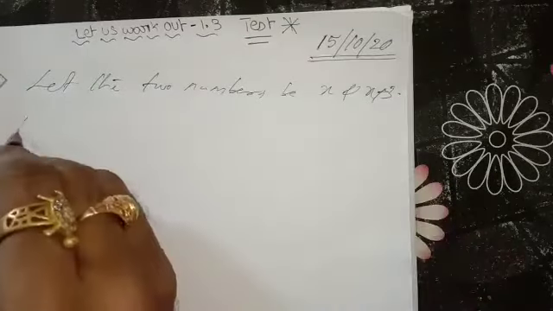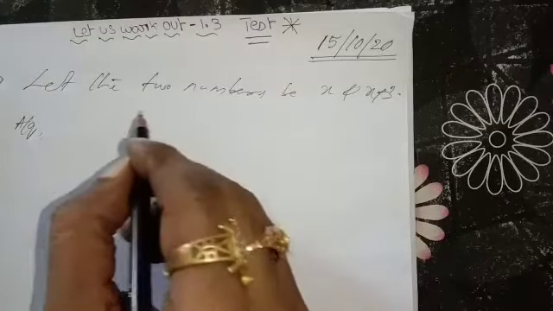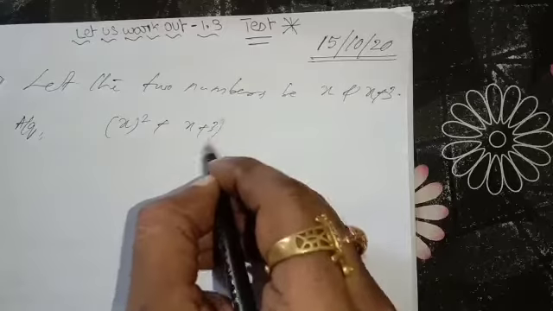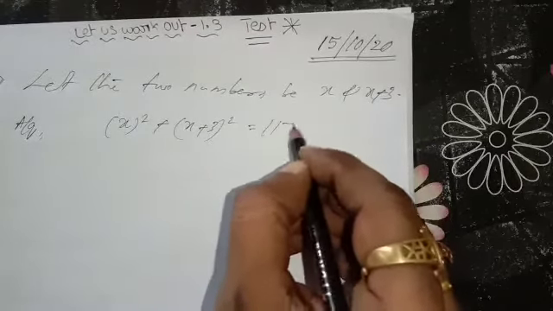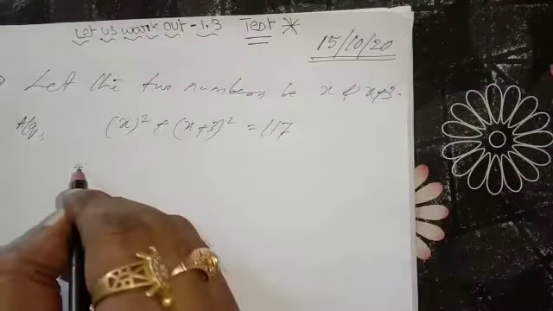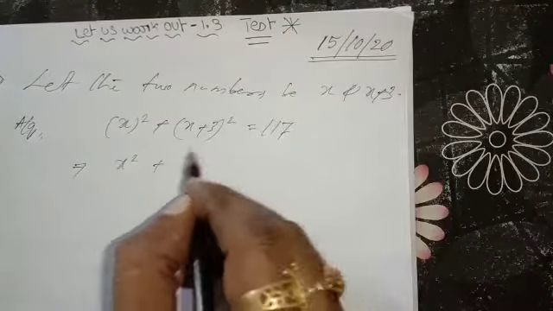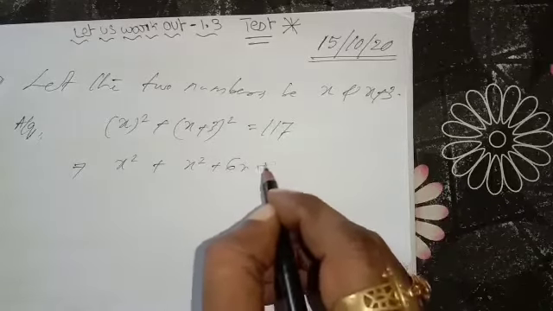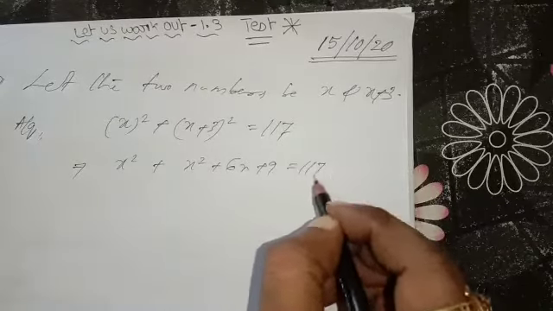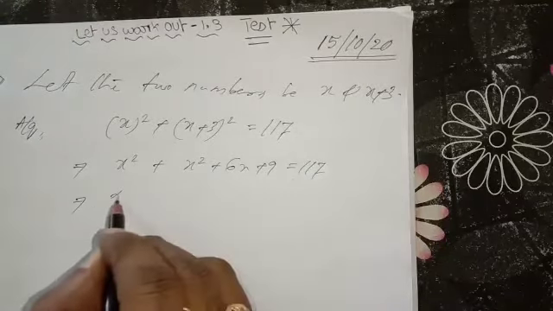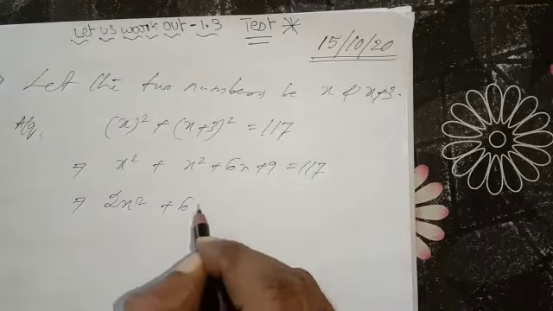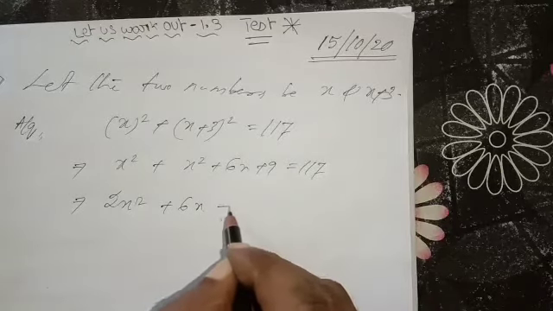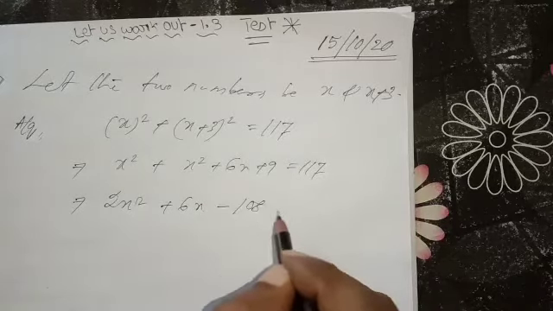Now sum of their squares. According to the question, sum of their squares means first number squared plus second number squared equals how much? 117. You have to apply x squared plus (x plus 3) whole squared, which is (a plus b) whole squared. This will be x squared plus 6x plus 9 is equal to 117. x squared plus x squared coming, 2x squared plus 6x. Now bring 9 minus 117, it will come minus 108 equal to 0.